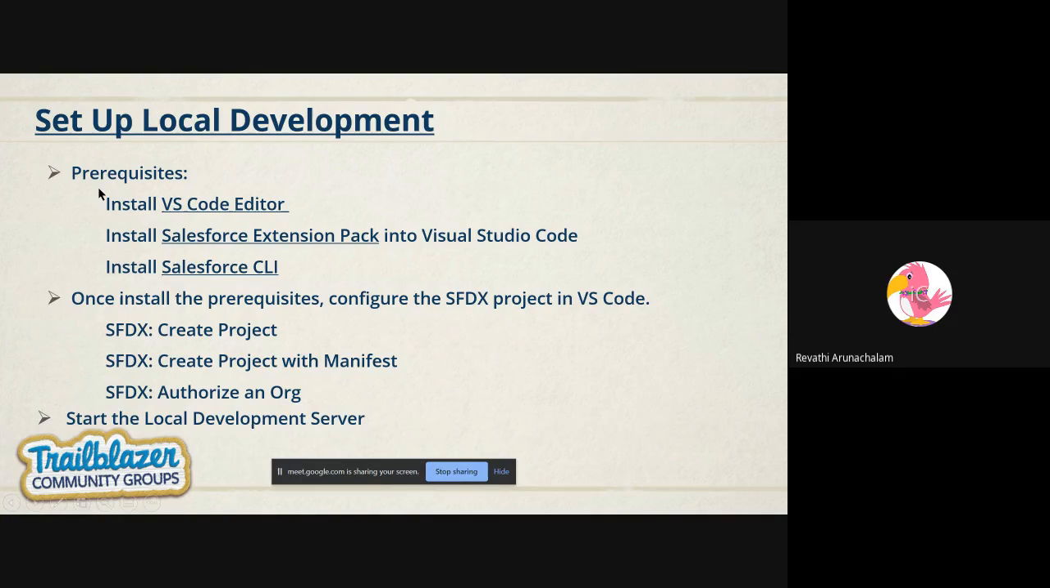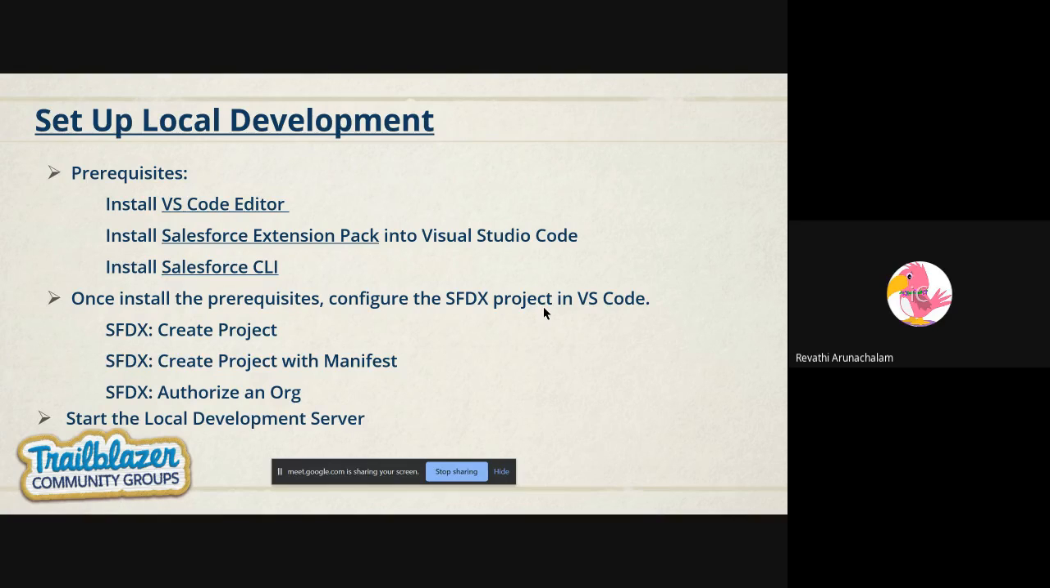First prerequisite is to install the VS Code editor. After installing the VS Code editor, we need to install the Salesforce extension pack, which we need to integrate our Visual Studio Code with Salesforce. Once we are done with that, we need to install the Salesforce CLI, which is a command line interface that will integrate our Salesforce org with VS Code. Consider we are done with all the prerequisites, then we need to set up our Salesforce project in VS Code.